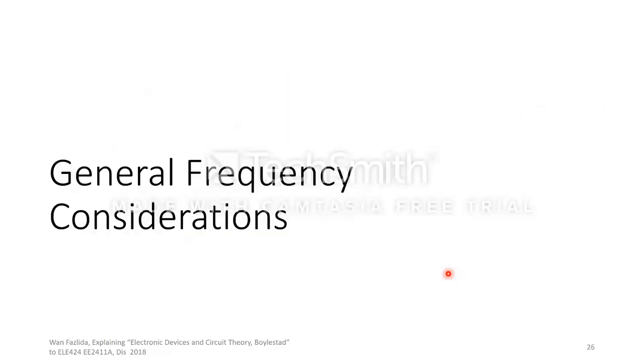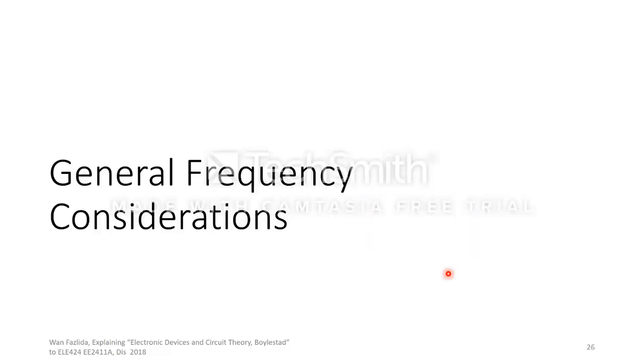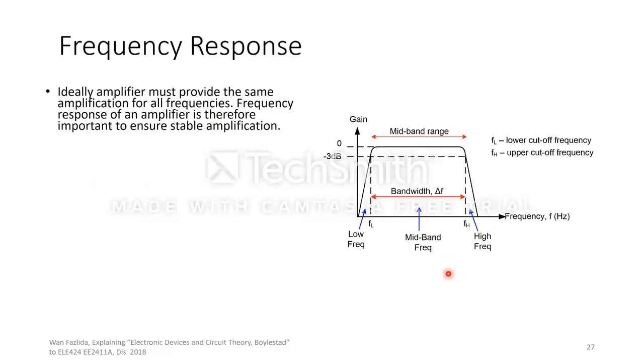So the last part of this topic is general frequency considerations. Before we close this off, we need to understand some important points about the frequency of amplifiers. First, the frequency response. Ideally, an amplifier must provide the same amplification for all frequencies. The frequency response of an amplifier is therefore important to ensure stable amplification. If you look at this plot, you want the amplifier to provide, ideally, just a straight horizontal line across all frequencies, but we know that this is not going to be possible.